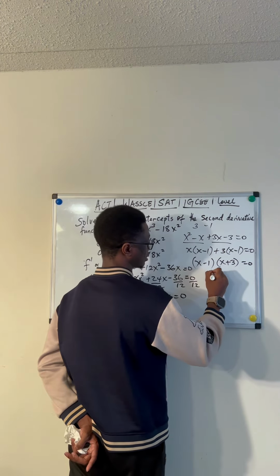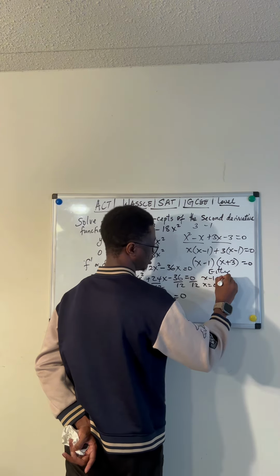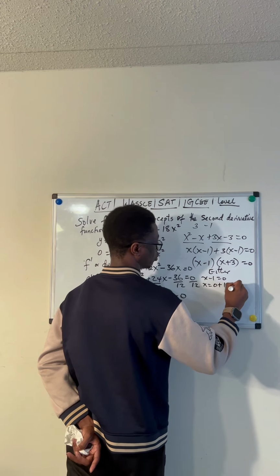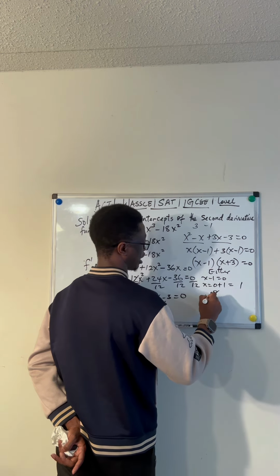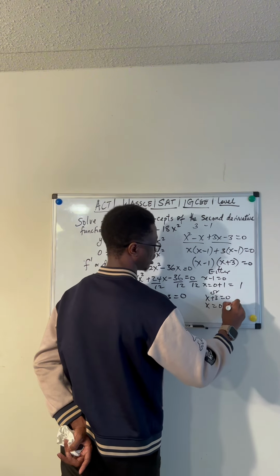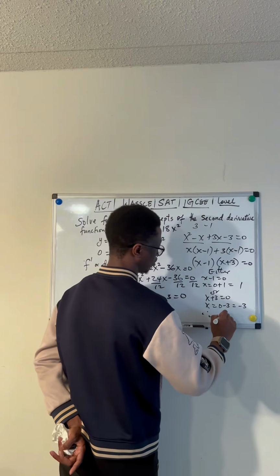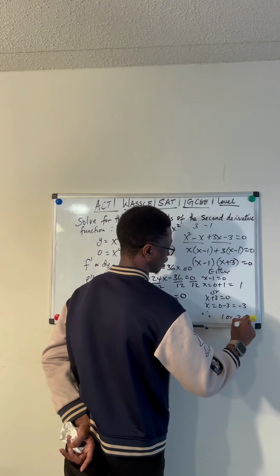So now you can either say x minus 1 equals 0. So x equals 0 plus 1, so your answer here becomes 1. Or you can say x plus 3 equals 0. Now if you transpose this, x equals 0 minus 3, so your answer here becomes minus 3. Therefore, the x-intercept will be 1 or minus 3.